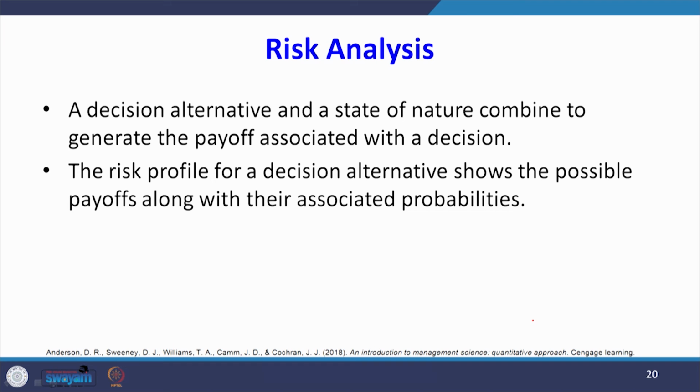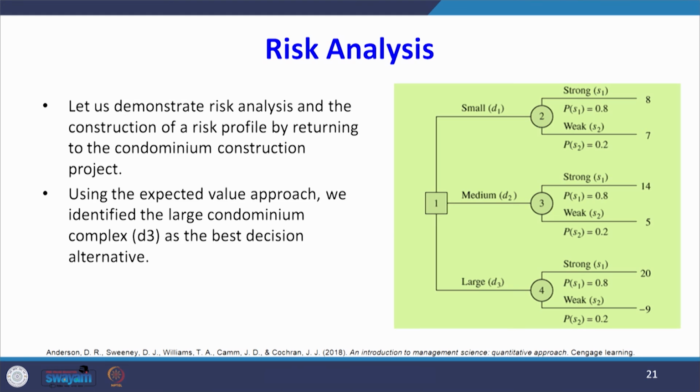A decision alternative and the states of nature combine to generate the payoff associated with a decision. So, the risk profile for a decision alternative shows the possible payoffs along with their associated probabilities. Let us demonstrate risk analysis and the construction of a risk profile by returning to our initial problem. Using the expected value approach, we identified the largest condominium complex D3 as the best decision alternative.